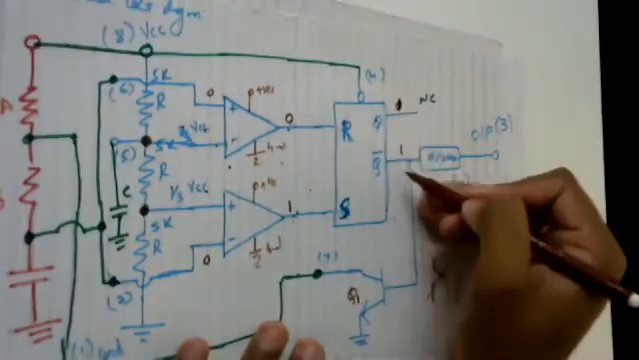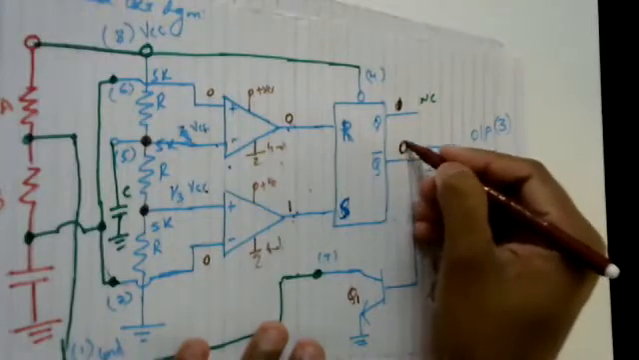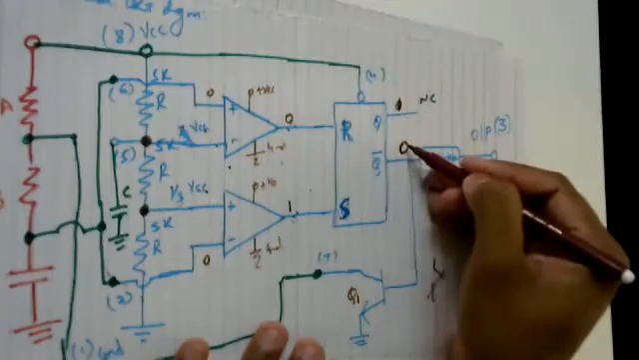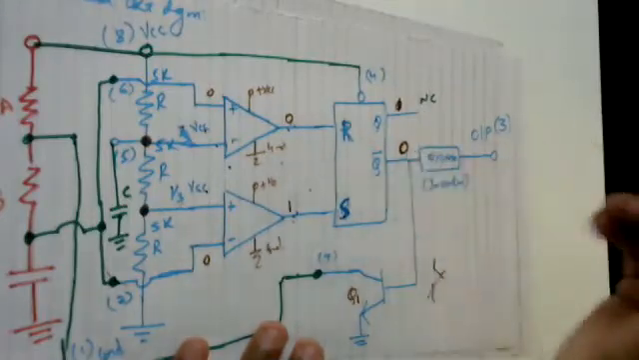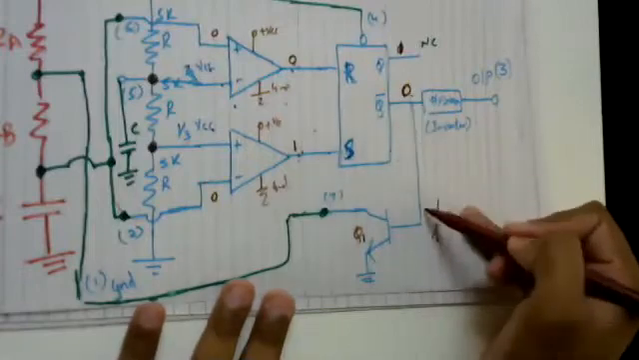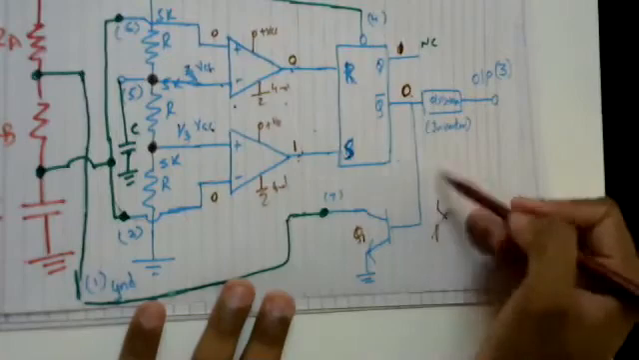Since this is 1, what is the output Q bar? Q bar will be 0. Now since this is 0, it means no signal is given to the base of the transistor.